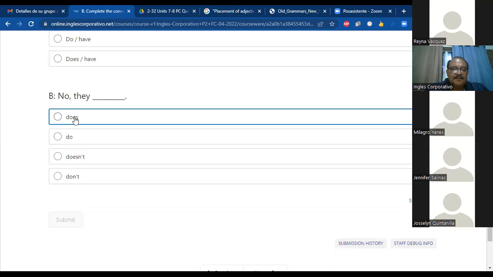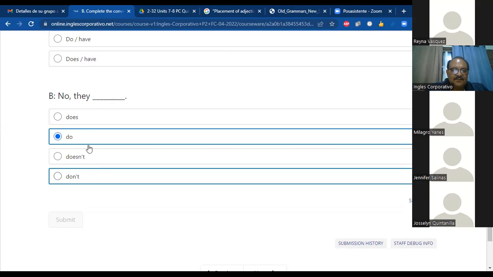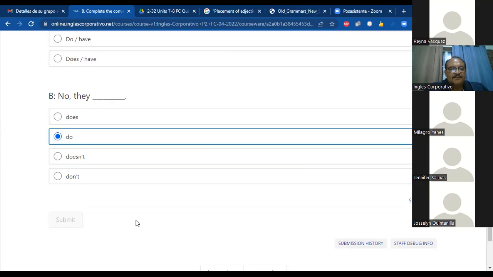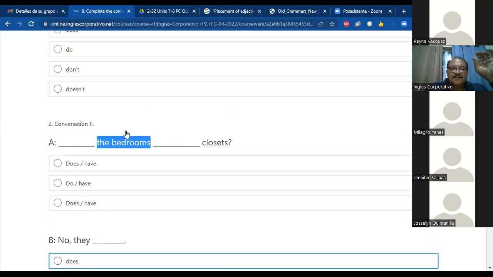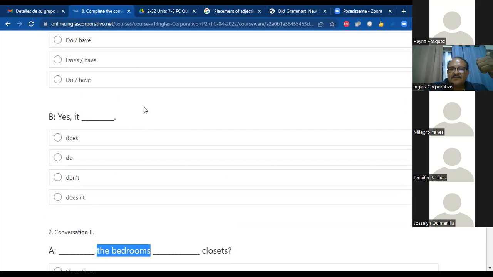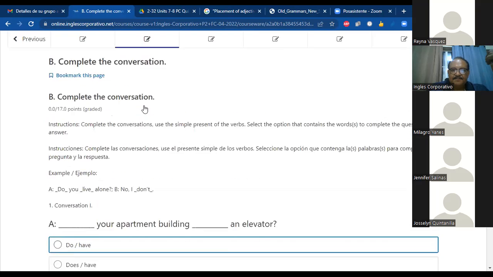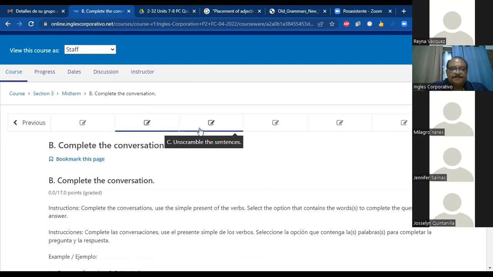No they, aquí como es negativo, obviamente van a eliminar esta y esta. Solo se quedan con estas dos. Okay. Y recuerden, el do y el does, ¿para quién lo utilizo? Si es does o doesn't, it, he, she. Si es do or don't, I, you, we, you, and they. Just remember that.